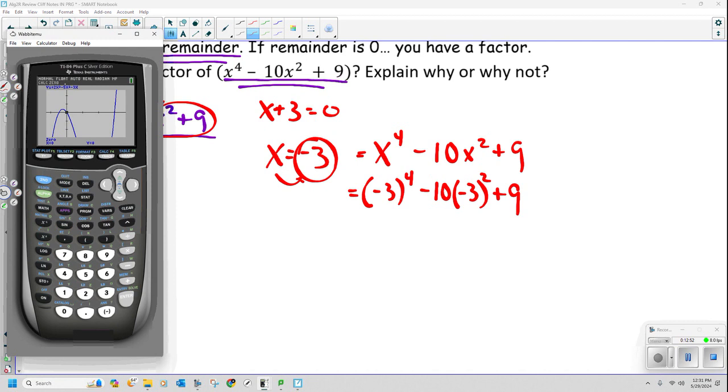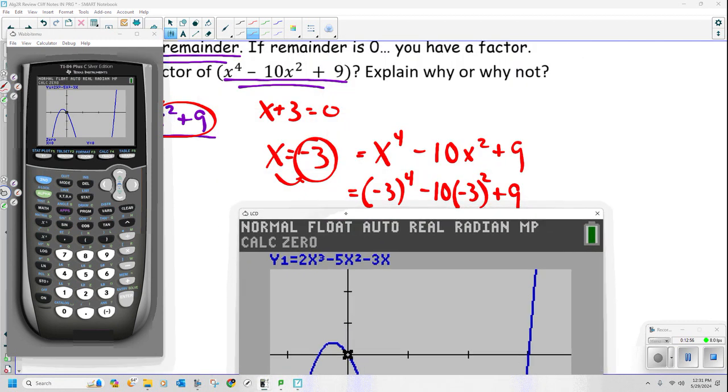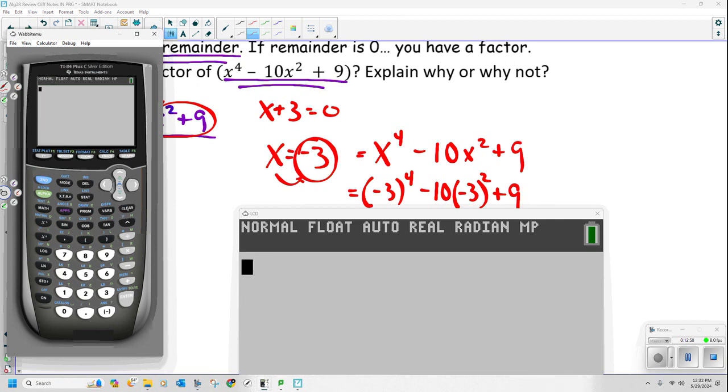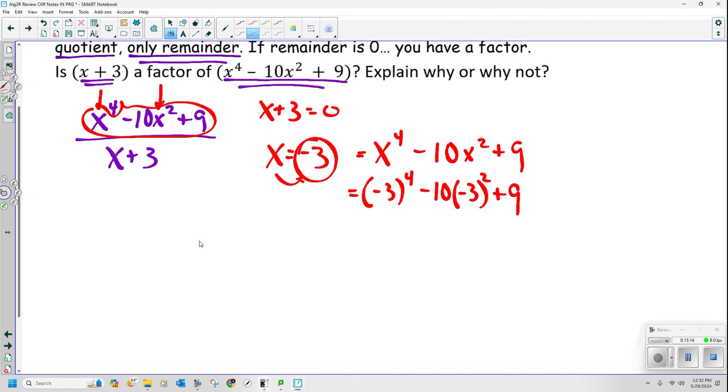Why not? It's right there. Let me clear this out. And we got negative 3 to the power of 4 minus 10 times negative 3 squared plus 9. Boom. That's 0. That means if I divided this out, my remainder will be 0. So this equals 0. So let's answer this question.